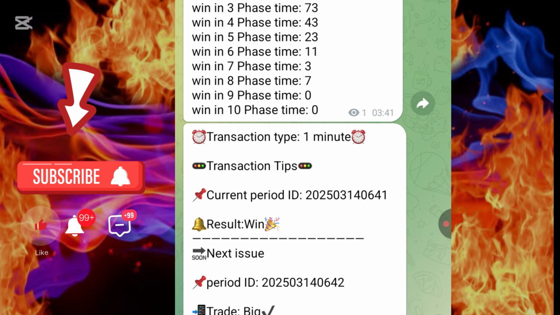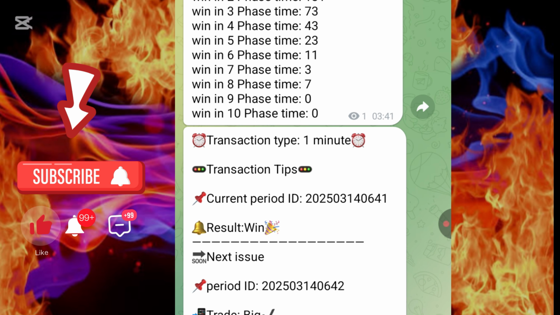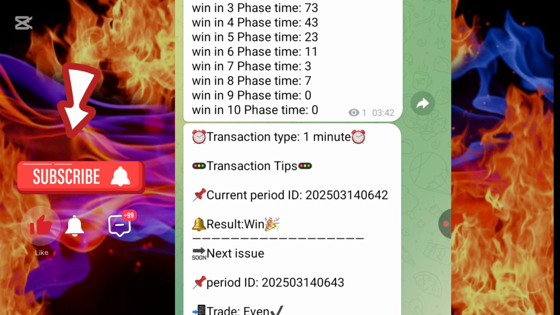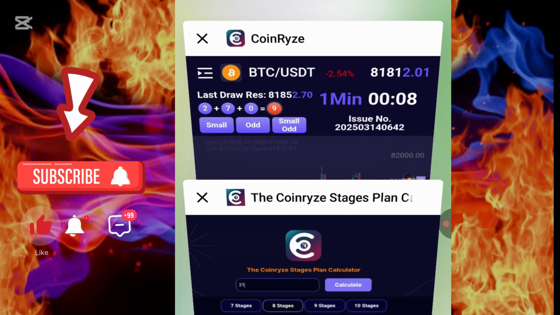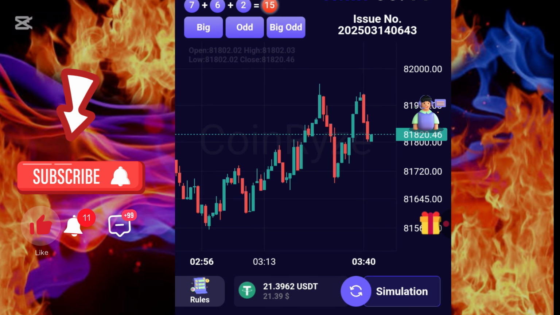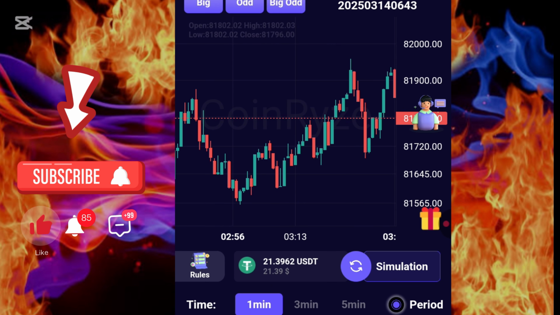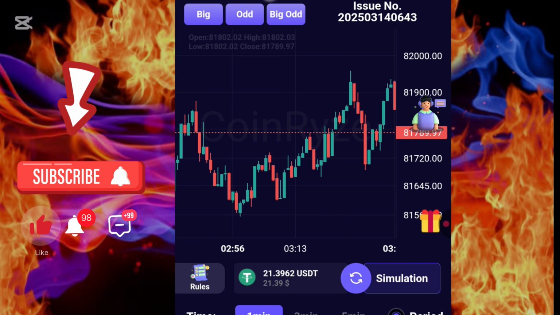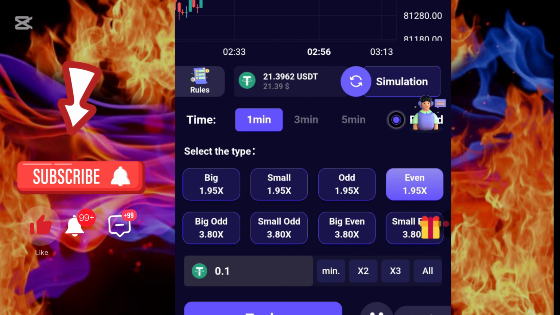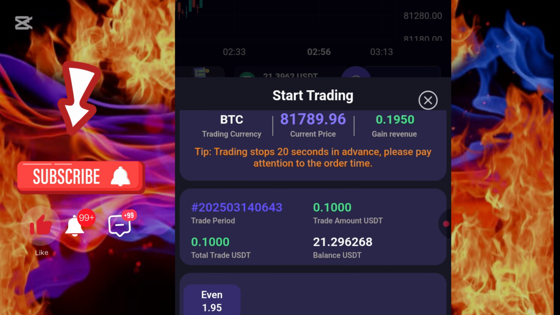So now let's wait for a new signal to come up. Once the signal comes up, it is going to be even 43. So we are going to be placing a trade of 0.1. Tap on the signal type, which is even. We cancel this one and we'll place 0.1. You see the signal number, right, is 43? So we'll tap on trade.